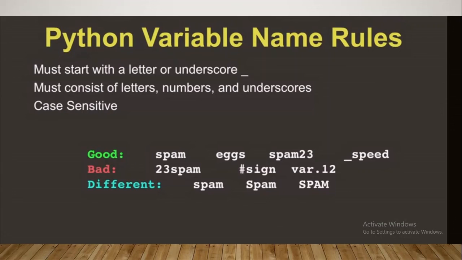And the different ones are, as I have already told you, because it is case sensitive. This is different from this because the s is capital over here, and these two are different from this because four letters here are capitals. So this is what the Python variable name rules are. Each and every programmer needs to follow these rules for choosing a correct and appropriate variable.